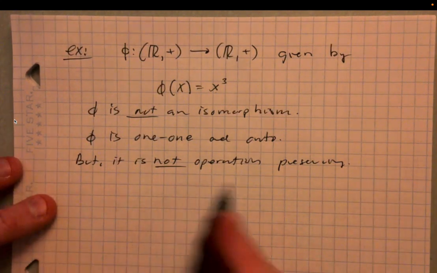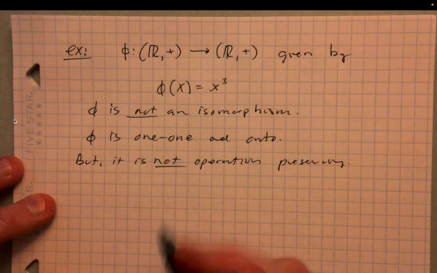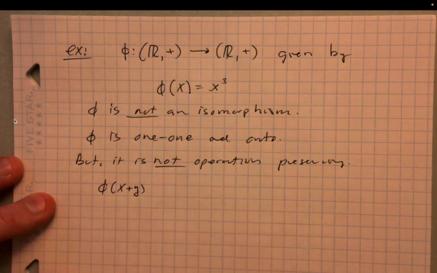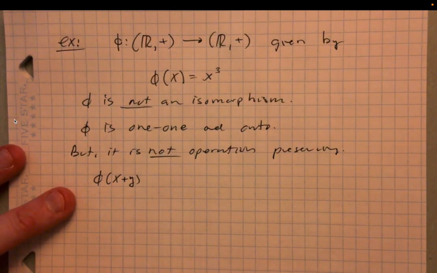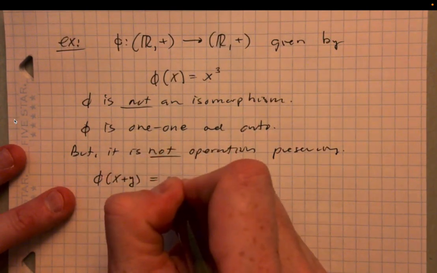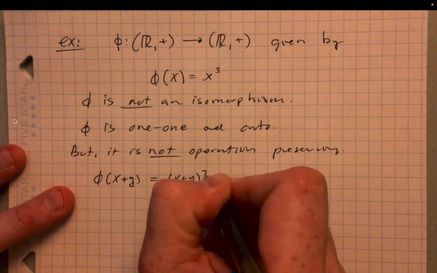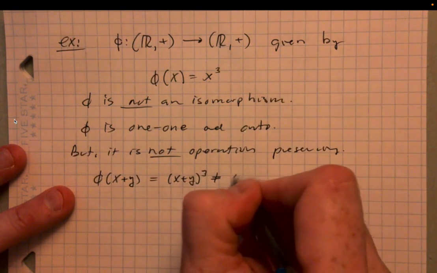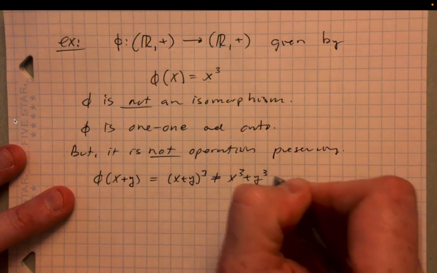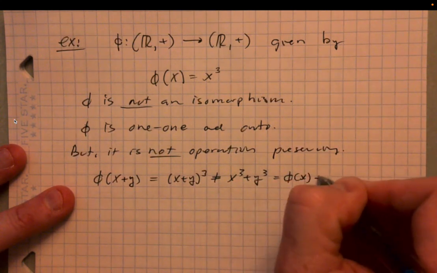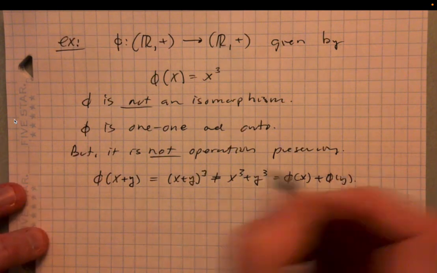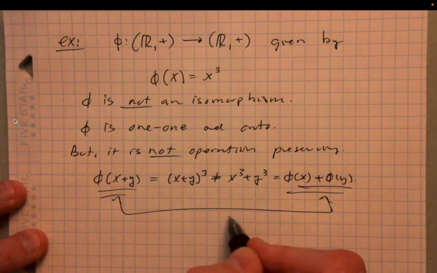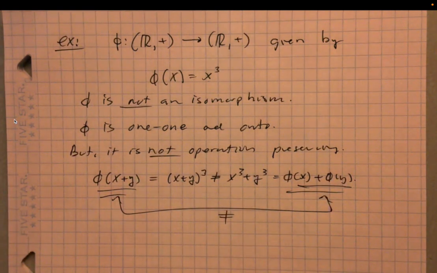What that means is that if I try to say that phi of x plus y, I know that that's (x plus y) cubed. That is not in every case equal to x cubed plus y cubed, which would be phi of x plus phi of y. We need these two to be equal, but in this case they're not.